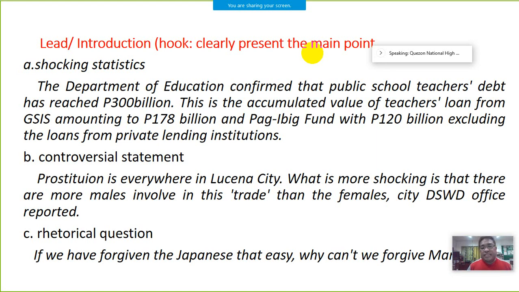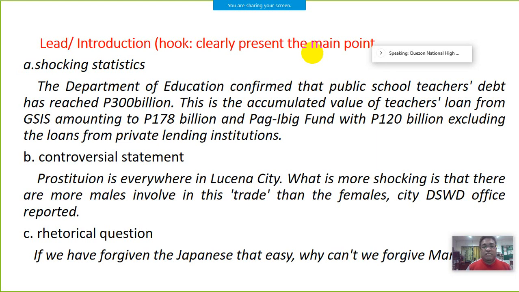You can give shocking statements or shocking statistics rather. Take for example this one. The Department of Education confirmed that public school teachers debt has reached 300 billion. This is the accumulated value of teachers' loan from GSIS amounting to 178 billion in Pag-ibig Fund with 120 billion excluding the loans from private lending institutions. What are the shocking statistics here? Okay, that's how big the loan of the teachers are.